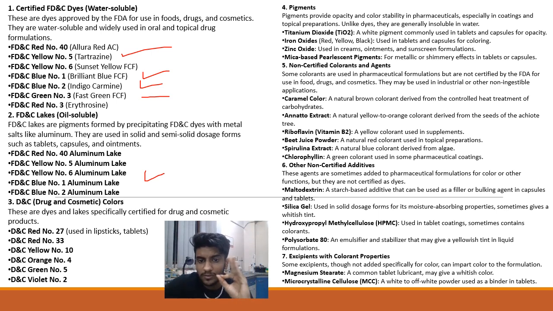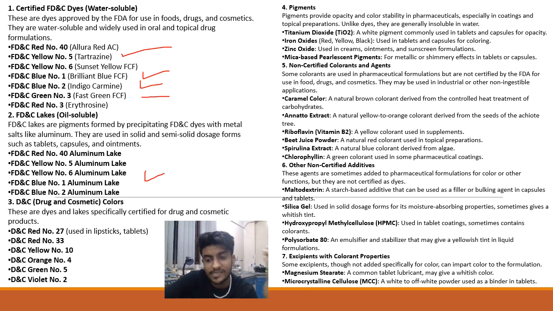Beet juice powder, spirulina is a blue-green algae, so it provides a blue-green color, right? Then you have other non-certified additives, that is maltodextrin, silica gel, HPMC, polysorbate, and certain other excipients that also have colorant properties. Like magnesium stearate is used as a lubricant, but it also imparts color. Microcrystalline cellulose, the brand name is Avicel, right? You get microcrystalline cellulose, very commonly used.